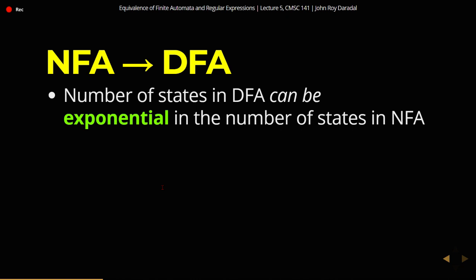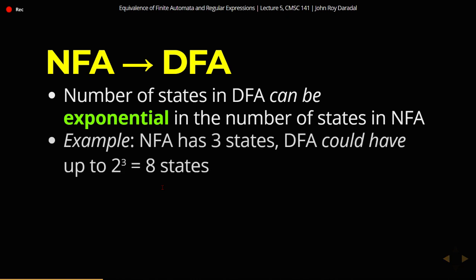So it could grow. The number of states in the equivalent DFA can grow fast, like exponentially. Okay, so let's say for example, if the NFA has 3 states, because there's exponential growth, the DFA could have up to 2 raised to 3, or 8 states. So imagine if you had, let's say, 10 states, then that would mean that the equivalent DFA would have 2 raised to 10, or about 1024 states, right?